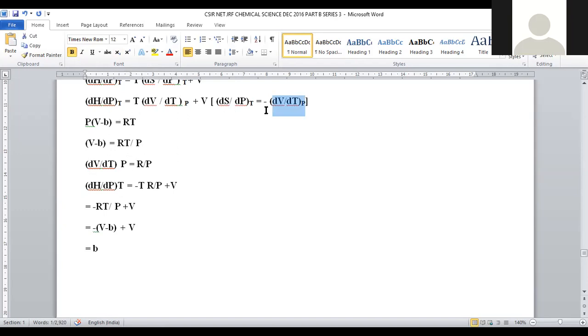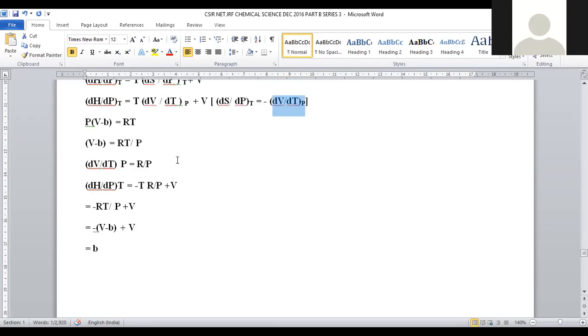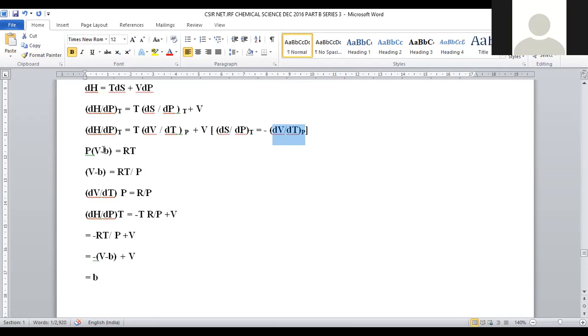So here we are going to substitute this value here. dV by dT at constant P is equal to R by P, right? So the V minus B value is substituted here. So after that, dH by dP at constant T is equal to minus T R by P plus V. Here we have dH by dP at constant T is equal to minus T dV by dT. So dV by dT we know that is R by P. So that value is substituted here.